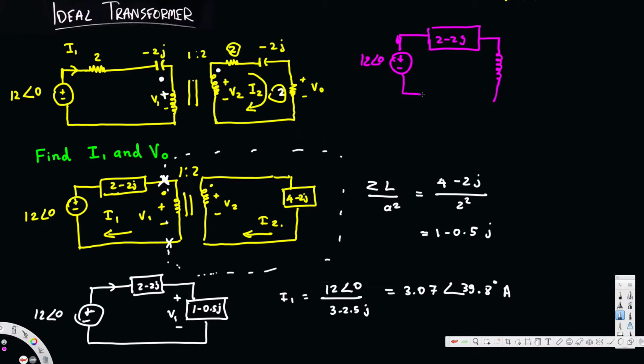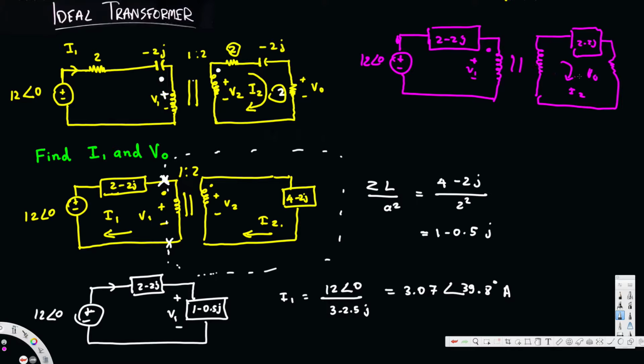Okay, now the voltage across here is V1. And also we have a dot convention right here. And again 2 minus 2j, and then I keep the rest as it is. This is V0. The current passing through this is I2.